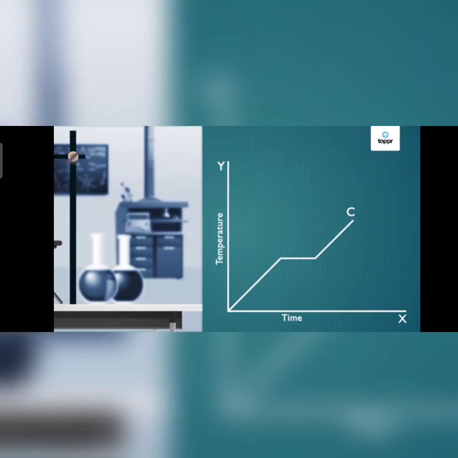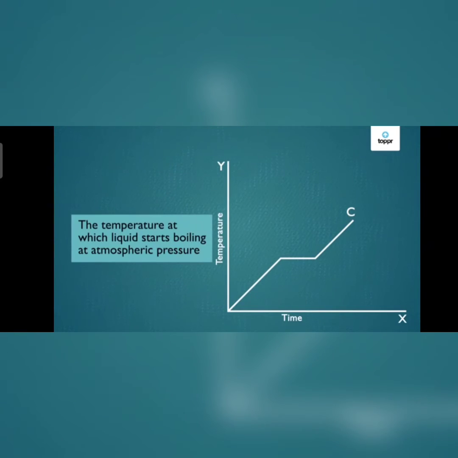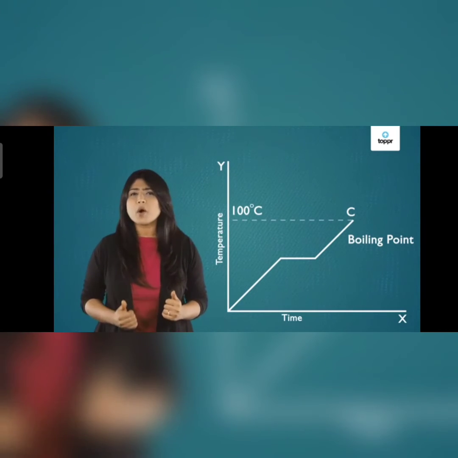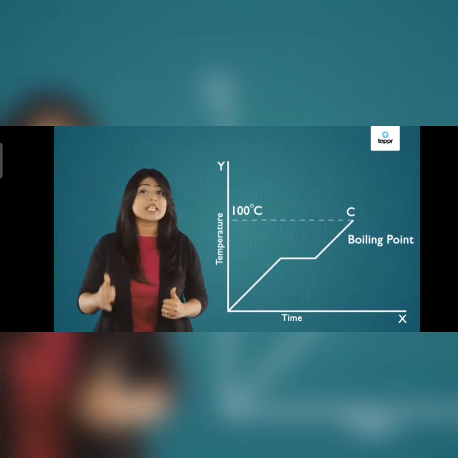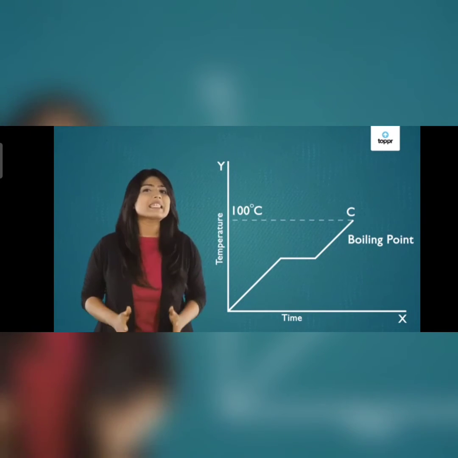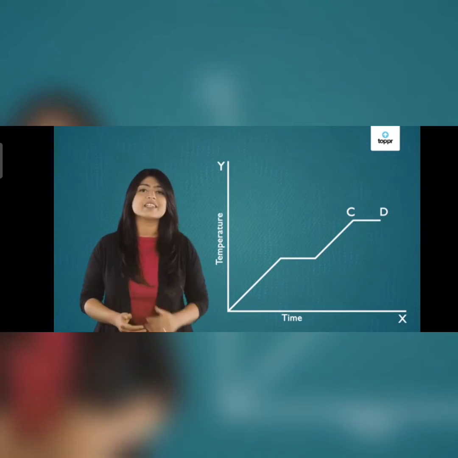All this while, as the temperature rises, particles of water start moving even more rapidly and the liquid starts boiling. We again find that temperature becomes constant at C. This fixed temperature at which liquid boils at atmospheric pressure is called the boiling point. For water, the boiling point is 100 degrees Celsius. Upon reaching the boiling point, heat is simply consumed to change the state of water without changing the temperature, as is indicated by this line CD in the graph.